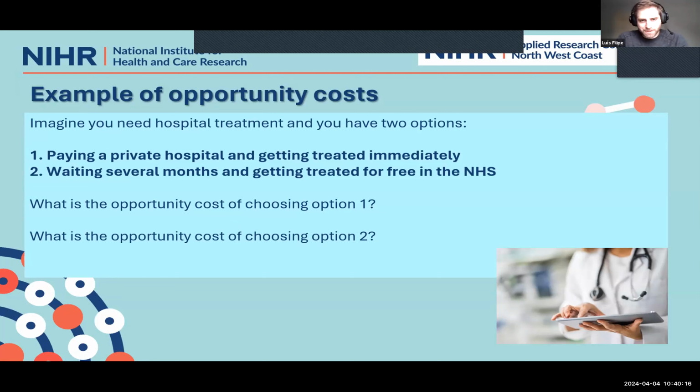Waiting several months and getting treated for free in the NHS. I think this one is trickier. What is the opportunity cost of choosing option two in this case? And feel free again to write in the chat. I will give you a few seconds, and then if Misael can help me, that would be great.